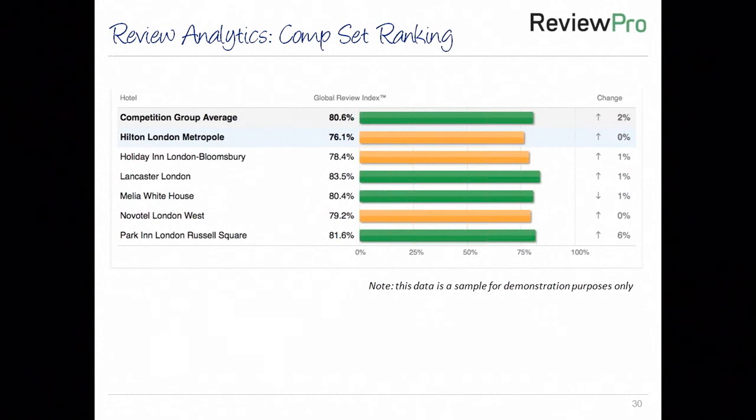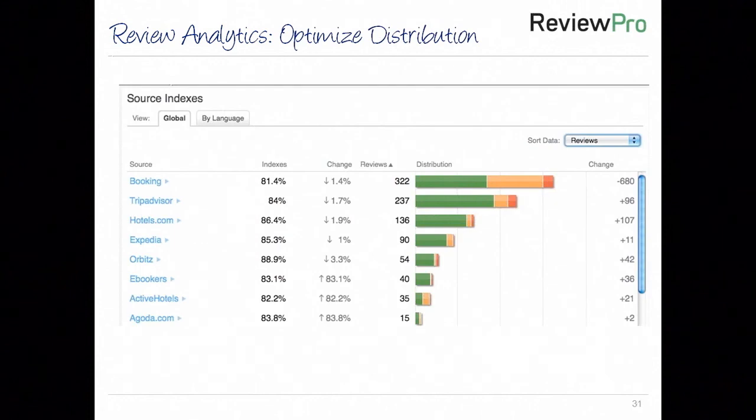Okay, if we go to the next slide here, I want to talk a little bit about using review analytics to generate measurable revenue growth. So ReviewPro clients are really doing this in three main ways. First is making pricing decisions based on the hotel's Global Review Index score, looking for opportunities to raise rates when guest satisfaction scores are high. There's actually a very specific methodology around this, and we're devoting an entire webinar to it next month, so watch out for that. But here on this screen, we have a breakdown of guest satisfaction by review source.